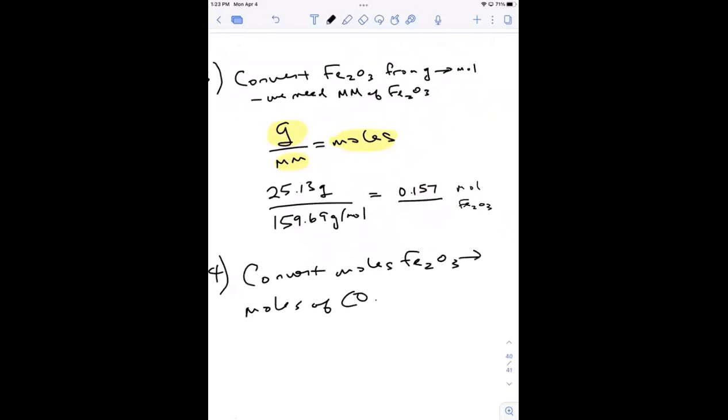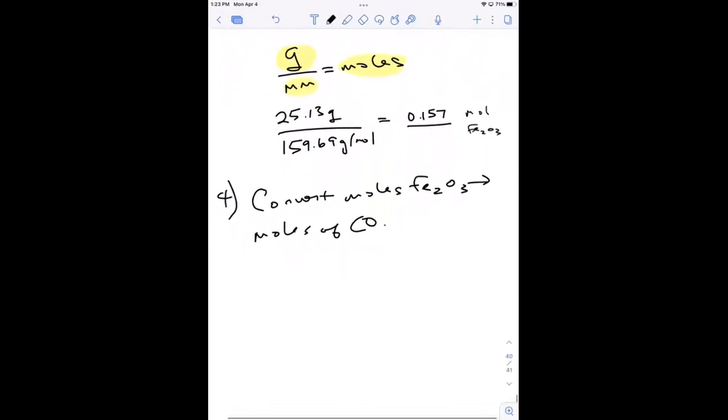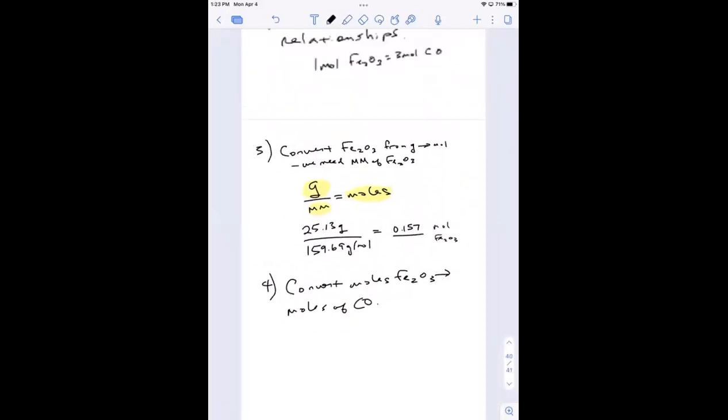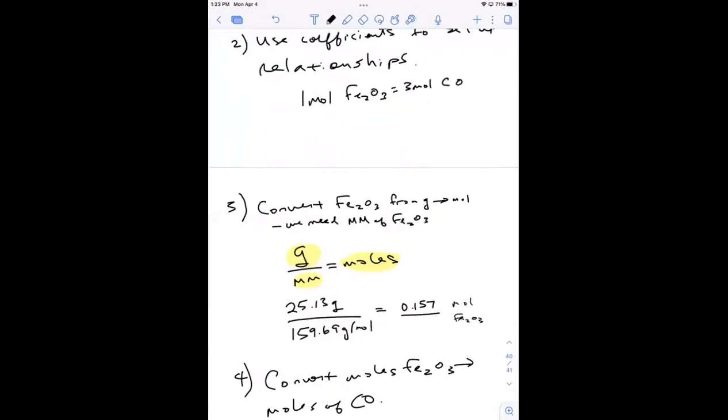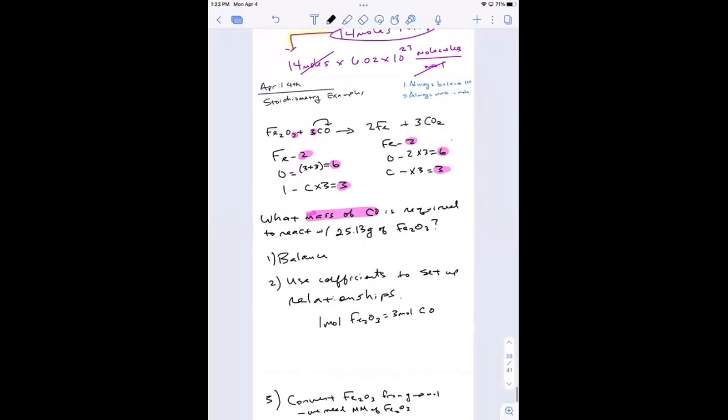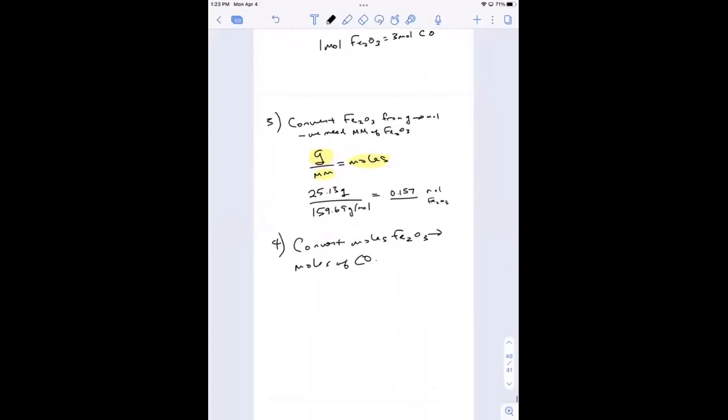Right, all of these stoichiometric coefficients are nothing more than conversion factors. We can interconvert between any of those reactants and products using the balanced equation. So we can figure out Fe2O3 to CO. We can figure out how much Fe we're going to get, how much CO2 we're going to get. All of that we can figure out with these relationships.